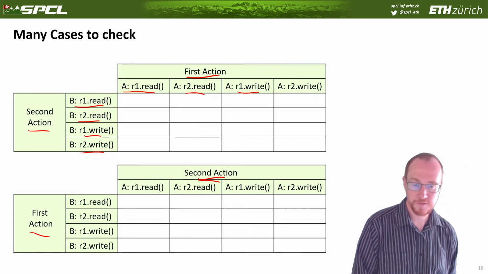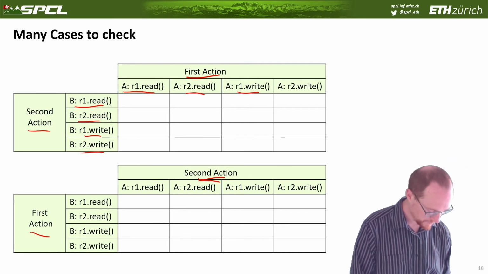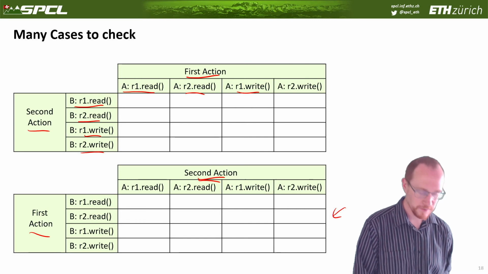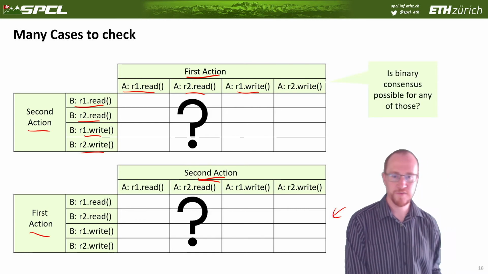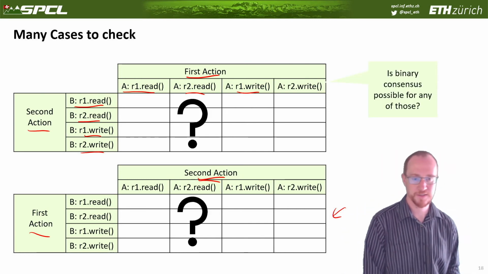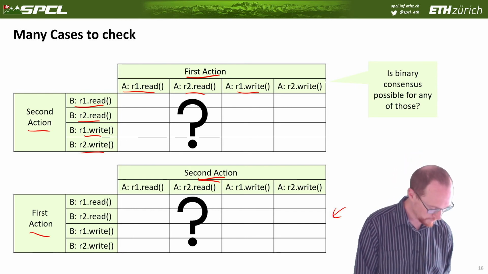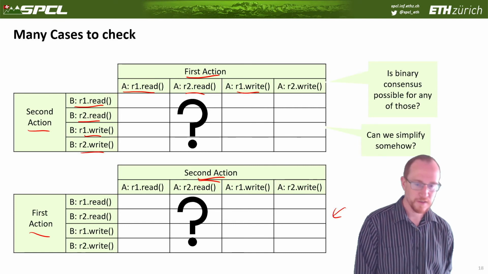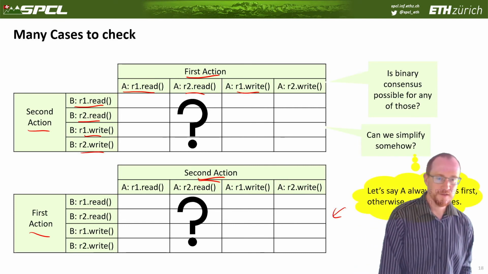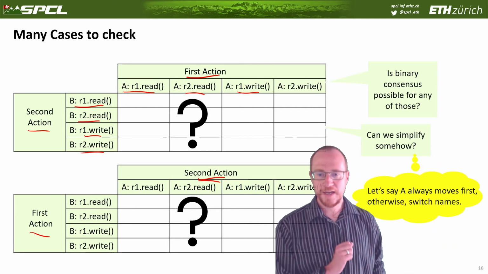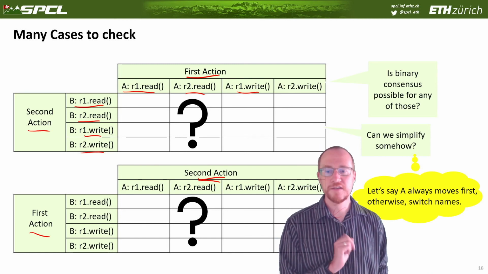And then of course we can swap first and second action, and then we get to the second table down here. So now the question is, can we simplify this? Because it's binary consensus. And this is where we now use the simplification we have employed earlier. And the first simplification we can do is actually, well, we just define that A always moves first. And if A doesn't move first, we switch names.